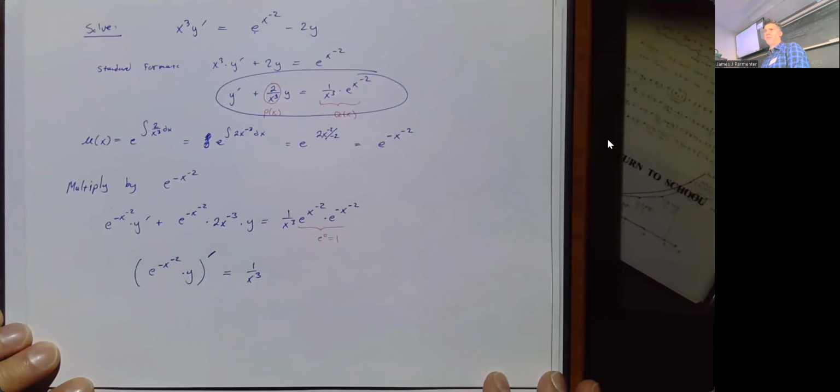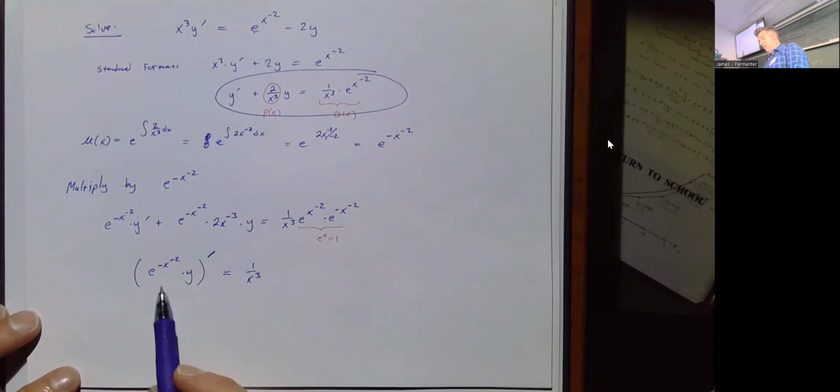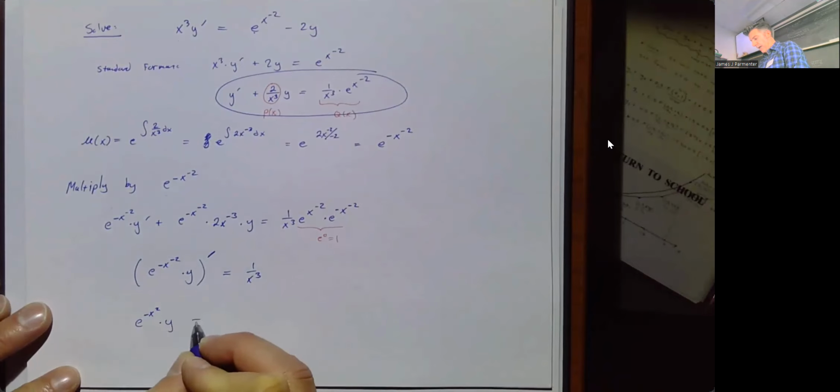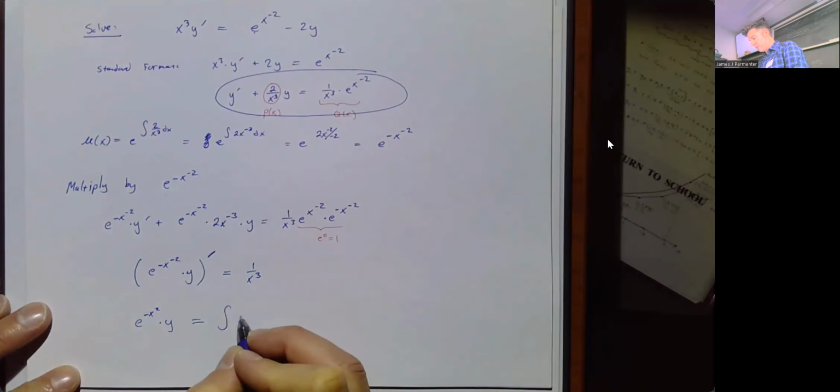Now what? What do we do? Why do we do this? We're going to do that in the next step, after the step we're about to do. There's one other thing. We're saying the derivative of this thing here is equal to 1 over x cubed, which means e to the negative x squared times y has to be the antiderivative of 1 over x cubed.